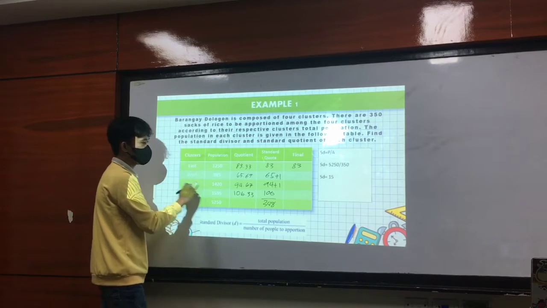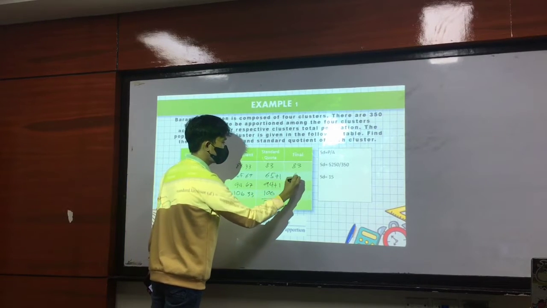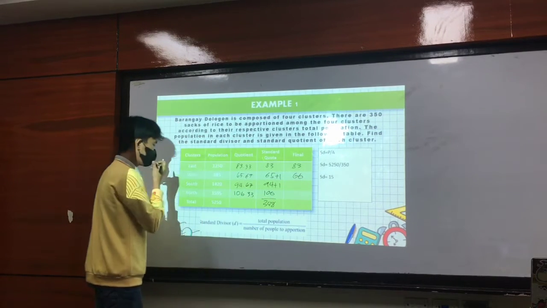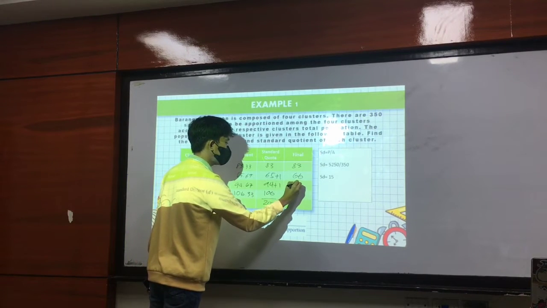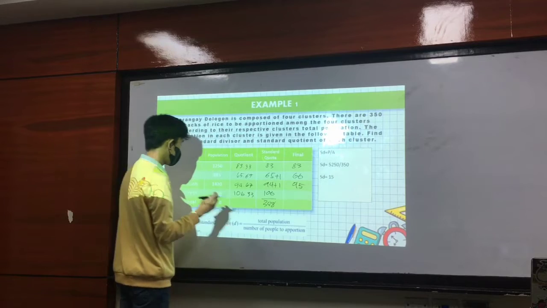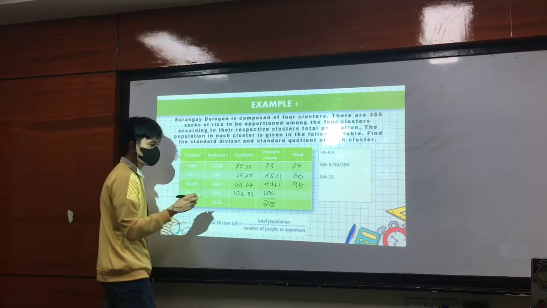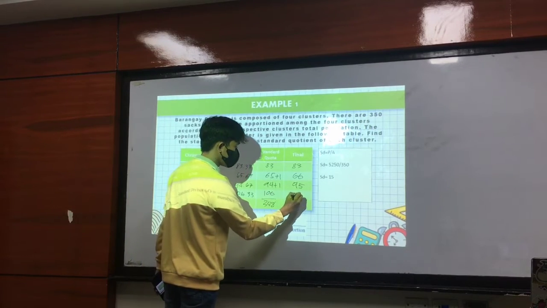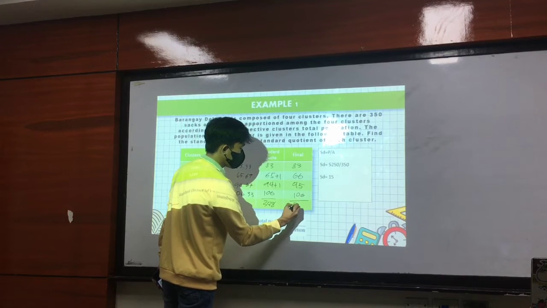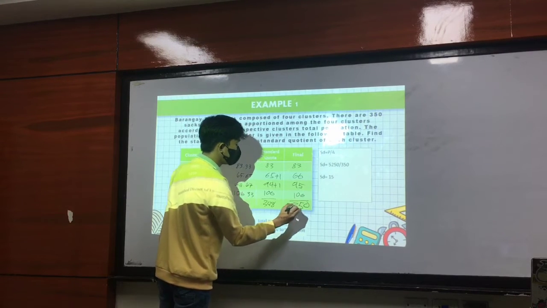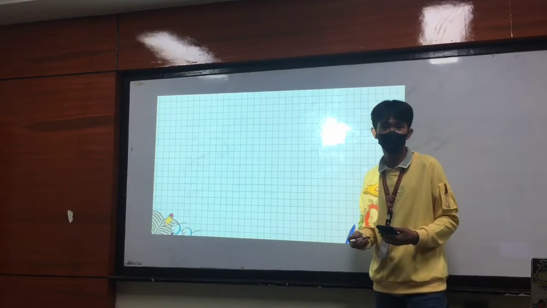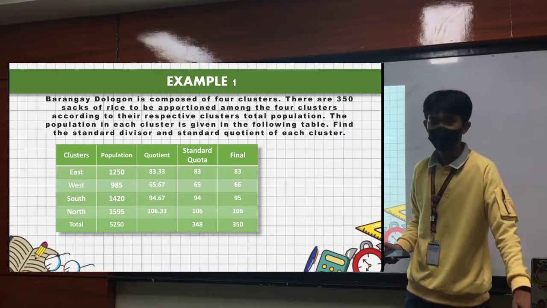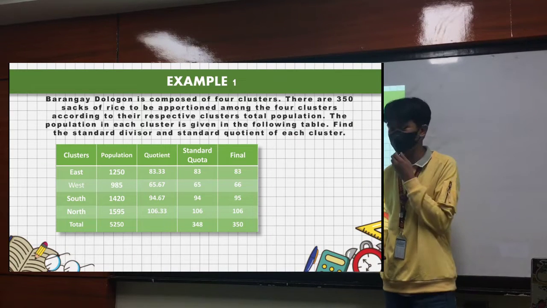In cluster west, we have 65 + 1 equals 66. In cluster south, we have 94 + 1 equals 95. And lastly, in cluster north, we have 106. So we got a total of 350 sacks of rice to be apportioned. So here's the result in a clean, nice table.